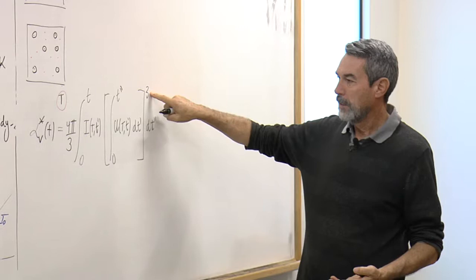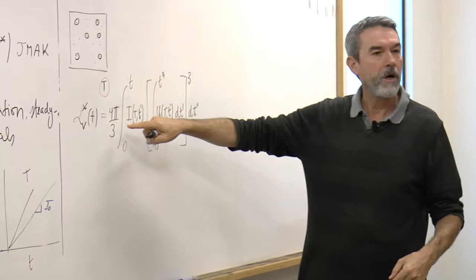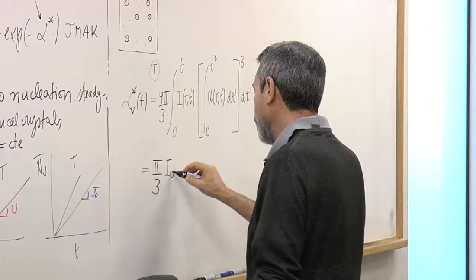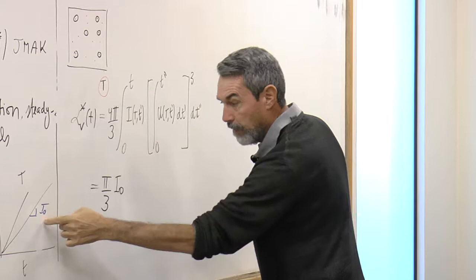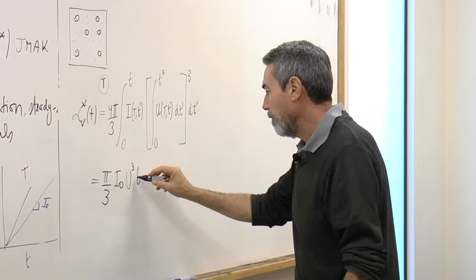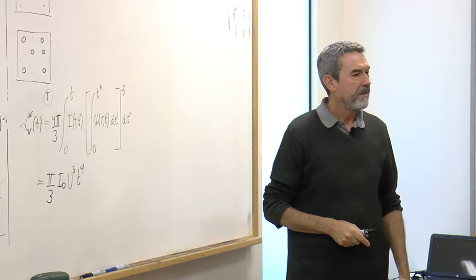Now we are going to integrate again. T to the third power from 0 to t is t to the fourth power divided by 4. So in the end, this is very simple. We have pi over 3 I 0, because for this particular case I'm working with steady state conditions, U to the third power, and the time to the fourth power. So this is the resolution, very simple. And this is what you find in textbooks. It's very common. This is the Avrami expression.